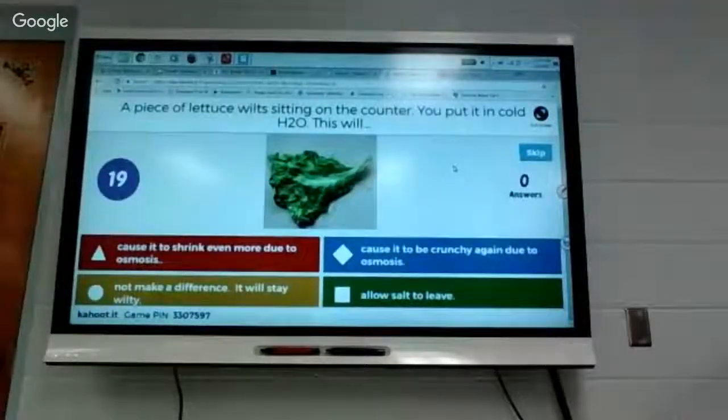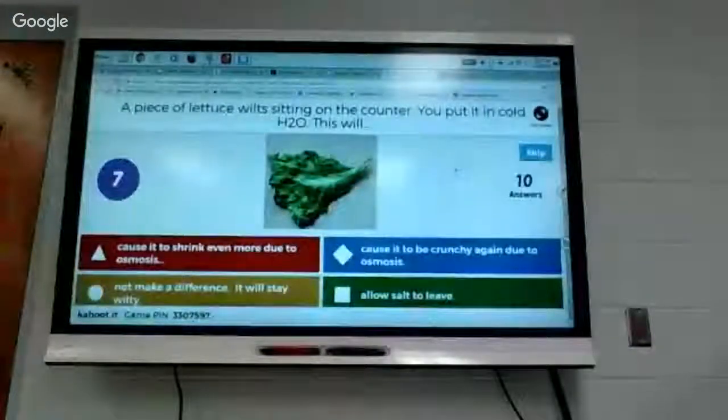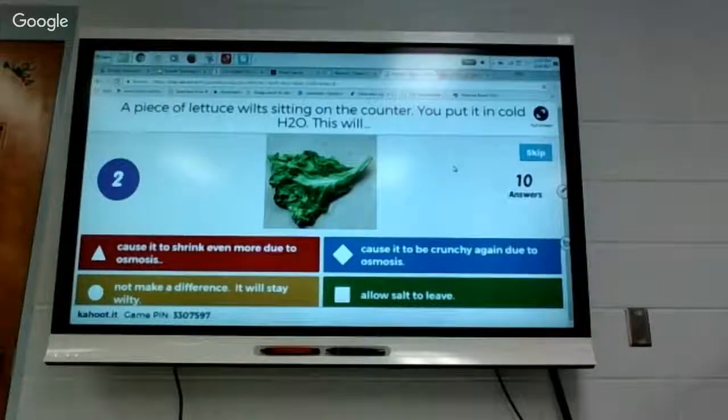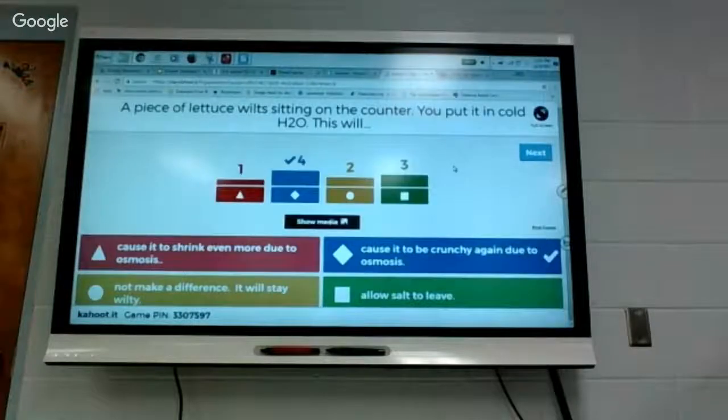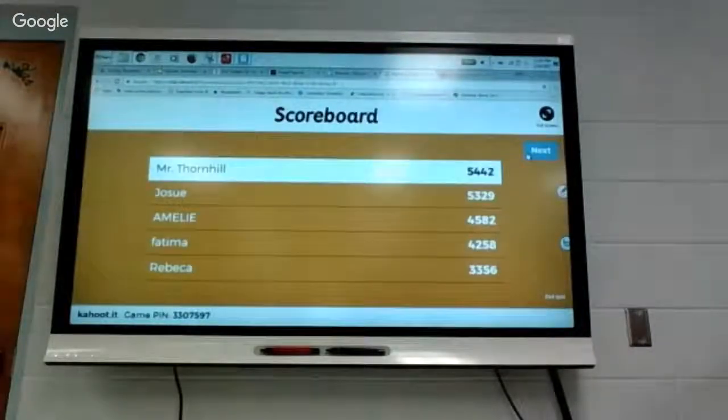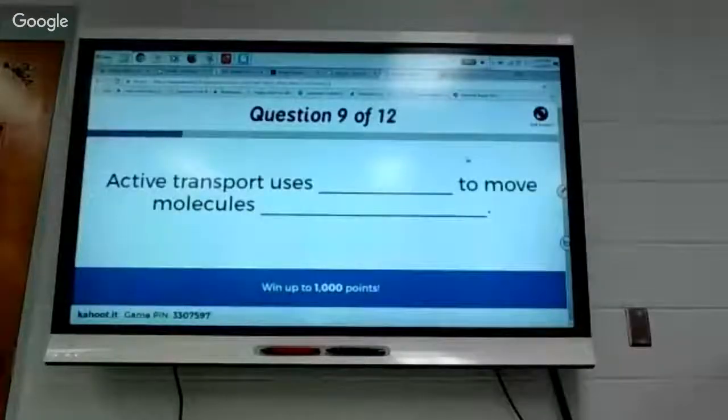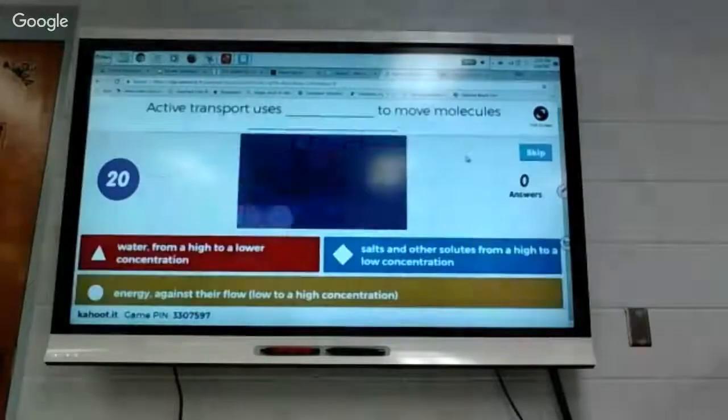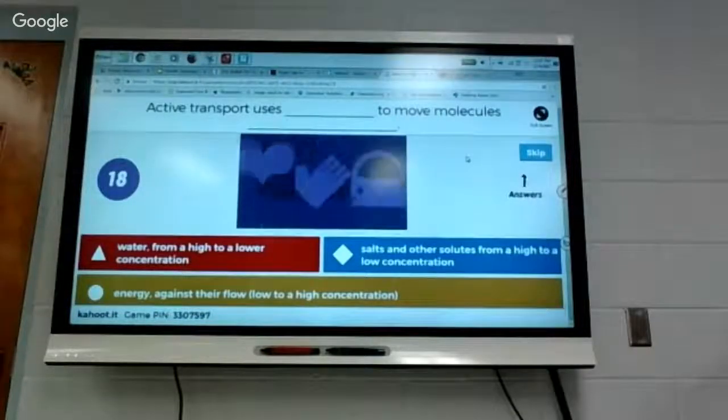Okay, so if you put it in cold water, what would end up happening to the cells? We get crunchy again. Game over. Okay, so active, what does it use?